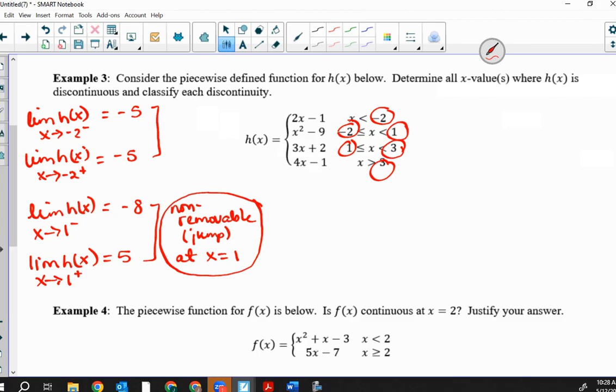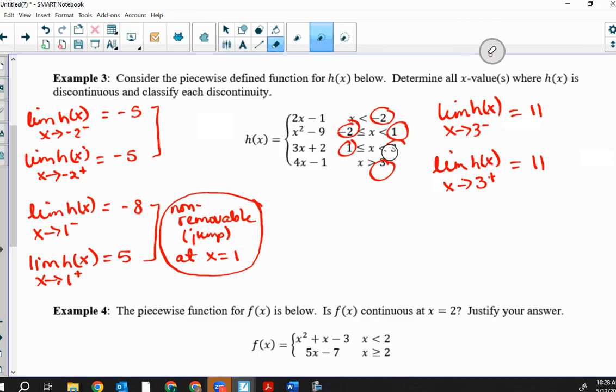All right, we need to keep going with 3 over here. So limit of h of x as x approaches 3 from the left. What do we get? 11. So just straight up, you get equal to 11. And as x, well, let's think about it. We did get matching. I very much agree with that.